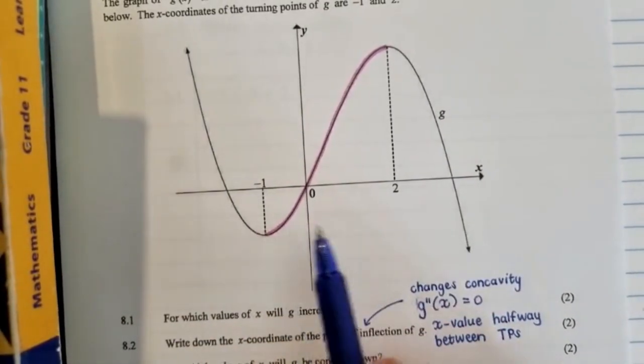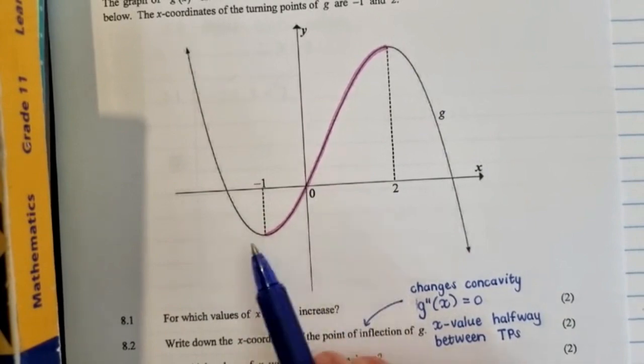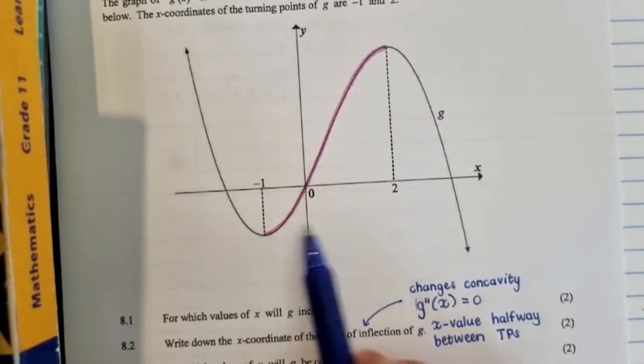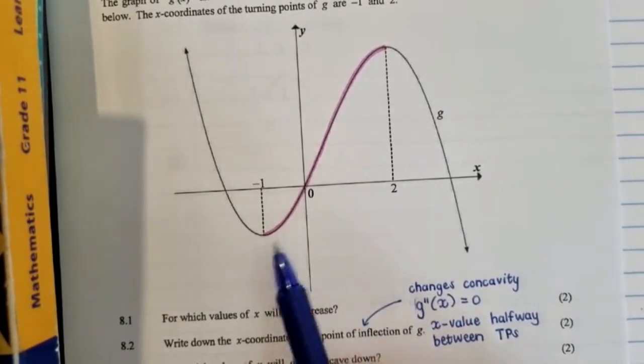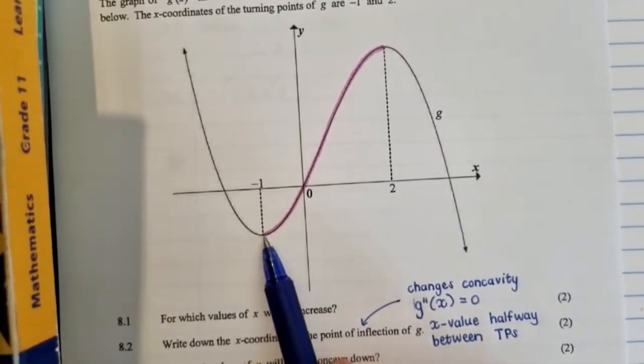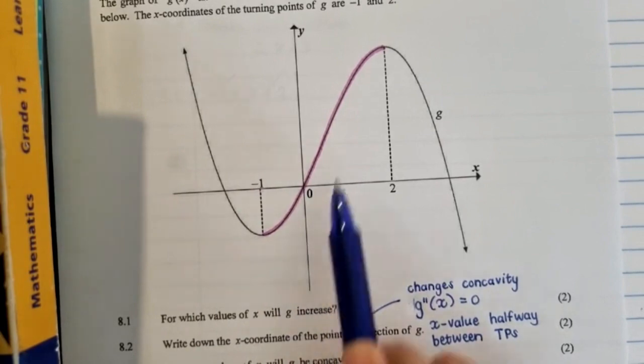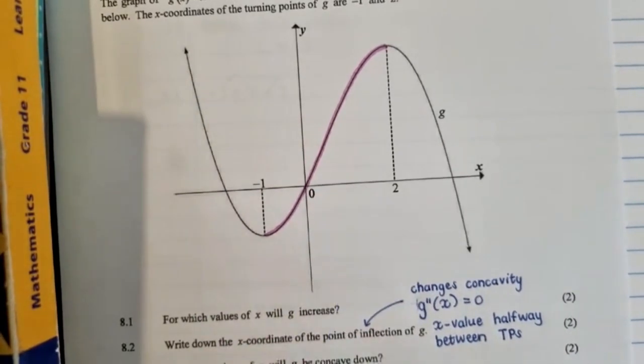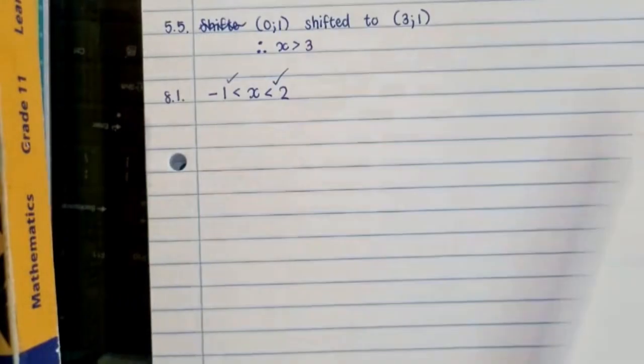You can look from -1 to 2, that would be 3 units, right? From -1 to +2, that's 3 units. So halfway between 3 would be 1.5. So if you're going from -1 and you're going 1.5 units, then that will get you at x equals 1/2. Or you can do a calculation if you want.